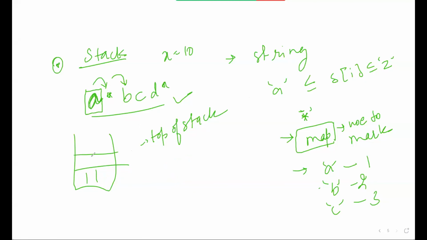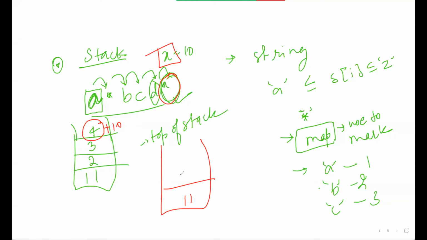It is a character, so push its corresponding value, which is 2. Okay, next is C. C's corresponding value is 3. Next is D. D's corresponding value is 4. Okay. After that, what happens? You get to this asterisk. Okay. When you reach this asterisk, what is happening? You have to increment the value of the last character, which is present at the top, by how much? By this X amount. Okay. So you do that. 4 plus 10 is going to be 14. So your stack will look like this: 11, 2, 3, 14.